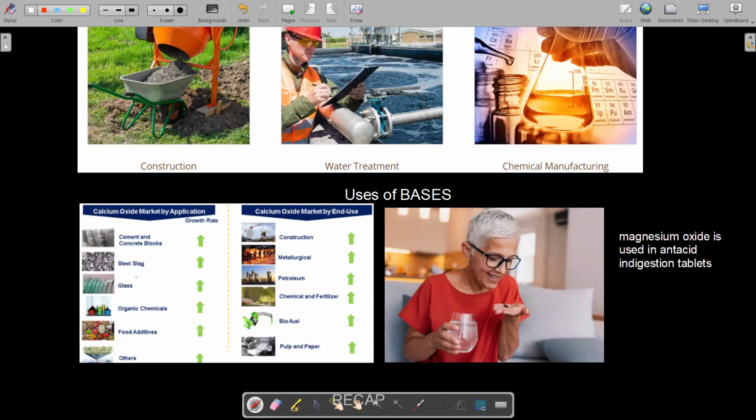So where is calcium oxide used? Calcium oxide is used to make cement and concrete blocks. Not only that, it is also used to neutralize soil acidity and industrial waste products. And magnesium oxide is used as an antacid in indigestion tablets. So these are a few uses. This could be a potential question, examination wise. So become a little familiar with these.